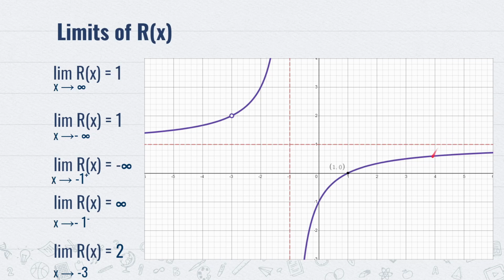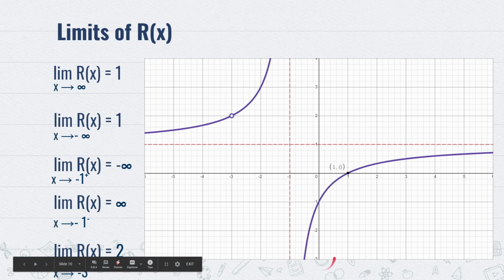Well, as x approaches infinity, r of x approaches 1. As x approaches negative infinity, r of x approaches 1. As x approaches negative 1 from the right, r of x approaches negative infinity. As x approaches negative 1 from the left, r of x approaches infinity.